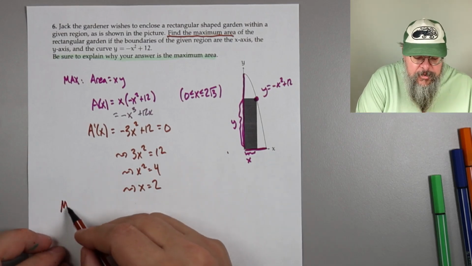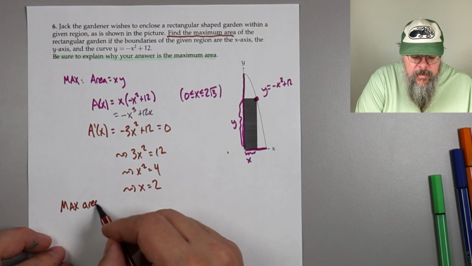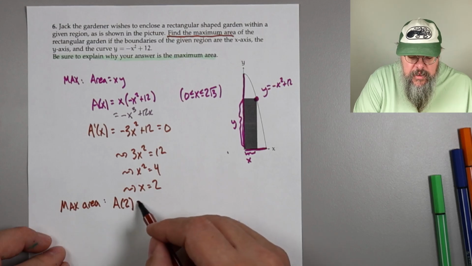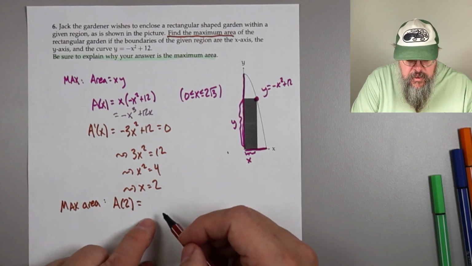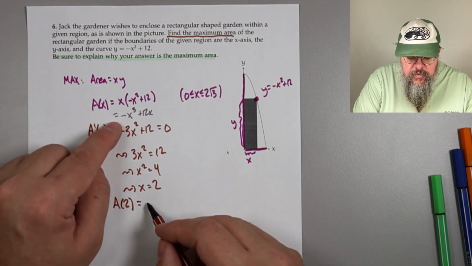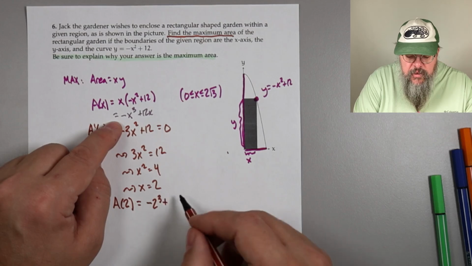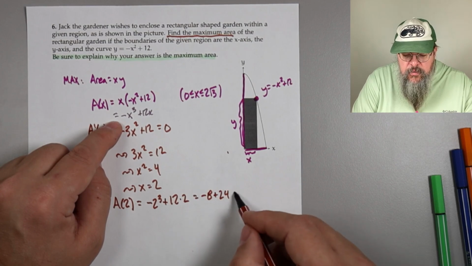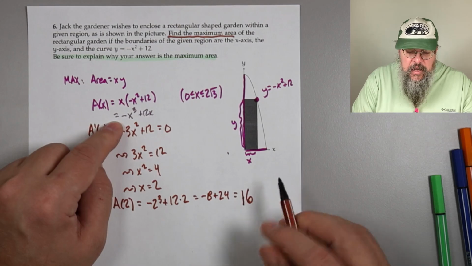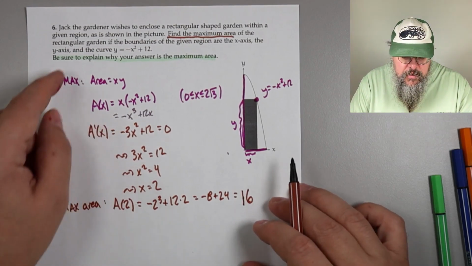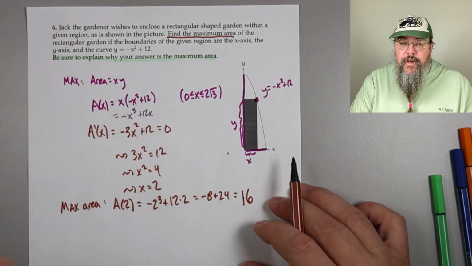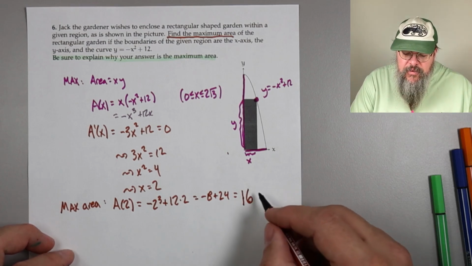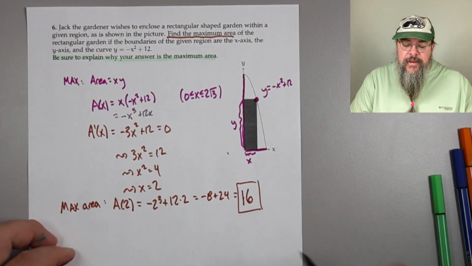So the max area is going to be A of 2, and that is going to be equal to minus 2 cubed plus 12 times 2. It's minus 8 plus 24, which is 16. Now, did they give us any units? No, they didn't tell us what the distance is, so we don't know. Are these meters? It's probably meters, but 16. All right, so that's the max area.